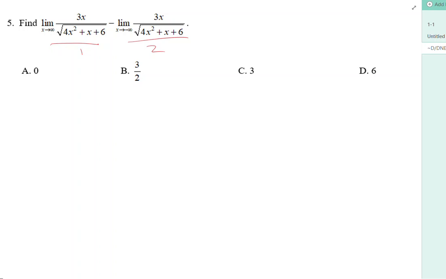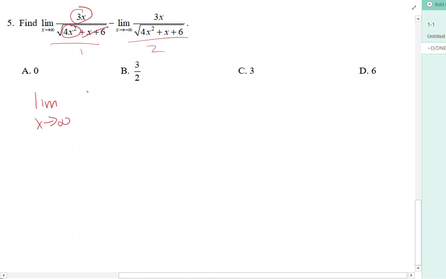So, as I'm looking at this first problem, I notice that what matters on top is easy, 3x. What matters on bottom is 4x squared, but it's not 4x squared, it's the square root of 4x squared. So let's take a look at what that's really going to show us. 3x is just 3x. For 4x squared, the square root of 4 is 2. The square root of x squared is x.